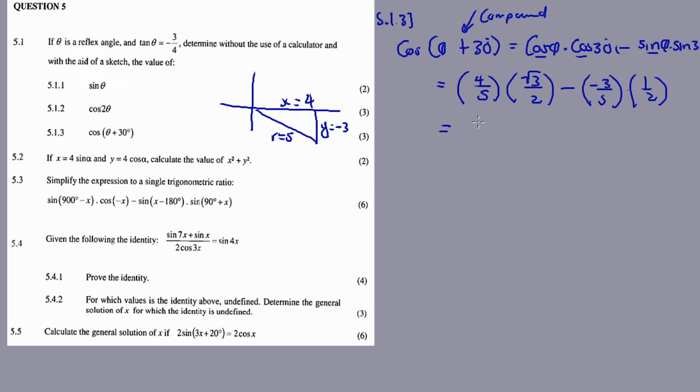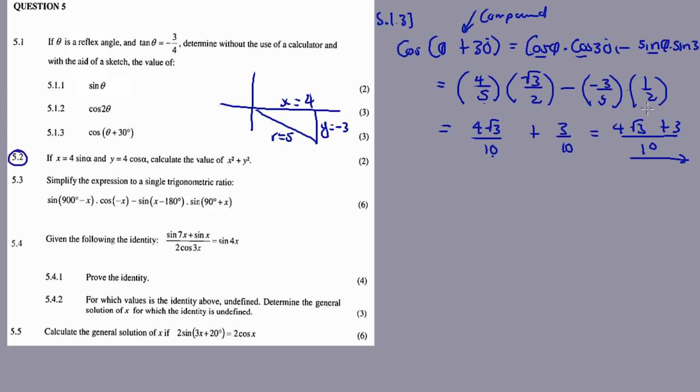4 times the square root of 3 is 4 square root 3. 5 times 2 is 10. Negative times a negative is a positive. 3 times 1 is 3. 5 times 2 is 10. Same base fractions, so now I add and get 4 square root 3 plus 3, over 10.